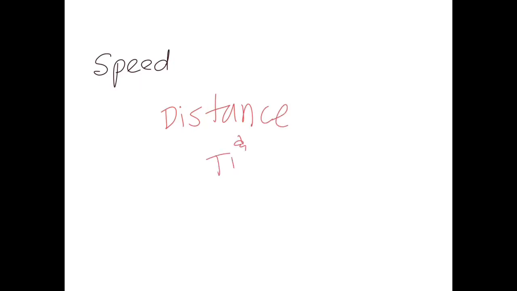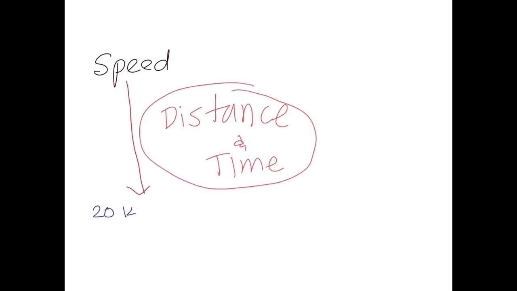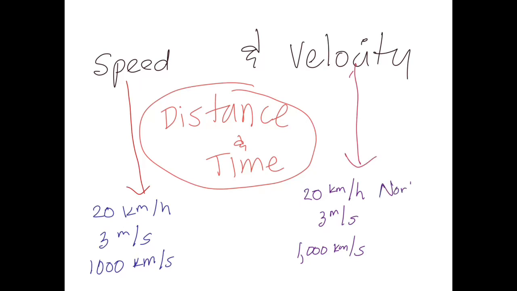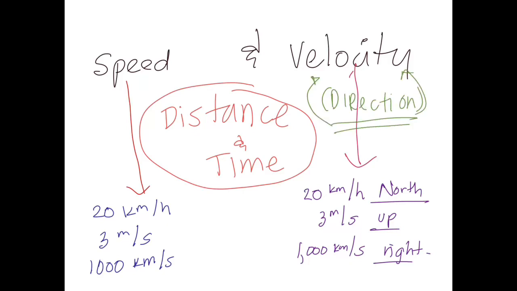Okay, so when we were talking about speed, we talked about distance and time being keywords when describing speed. And we can talk about speed such as 20 kilometers per hour, 3 meters per second, 1000 kilometers per second, and so forth. I'm gonna copy them here on the right. The main difference between speed and velocity is that velocity includes a direction, such as north or up, or even right or left or whatever. Okay, so if you have a direction, then we're talking velocity and not speed. Okay, we'll talk about why this is important later on.